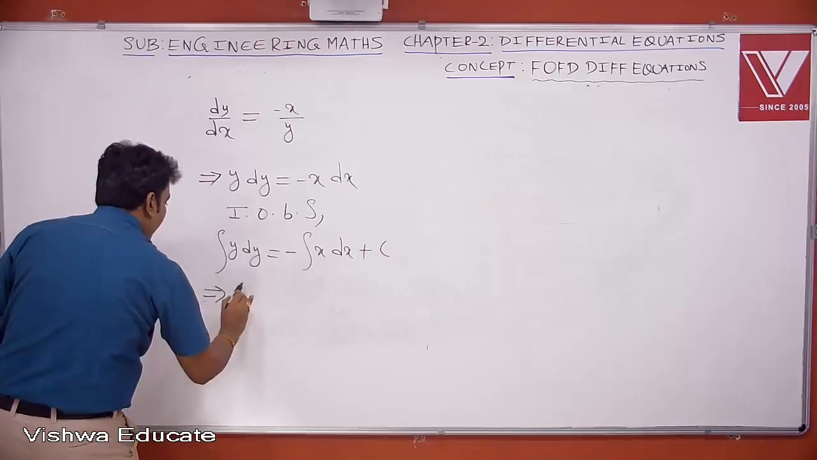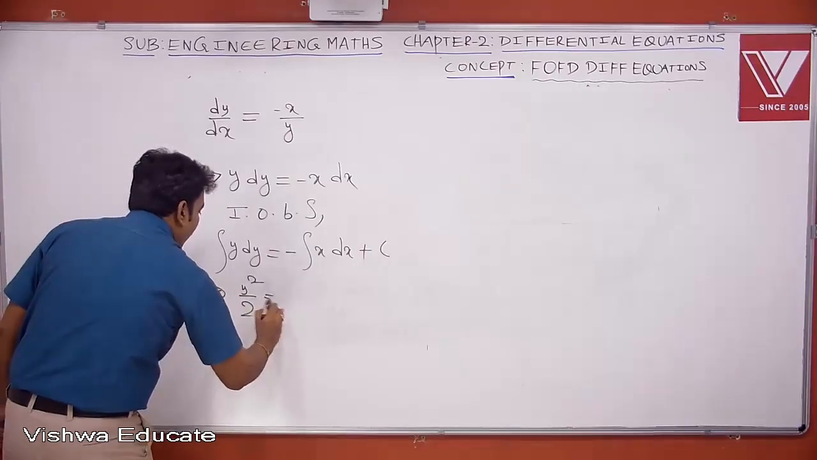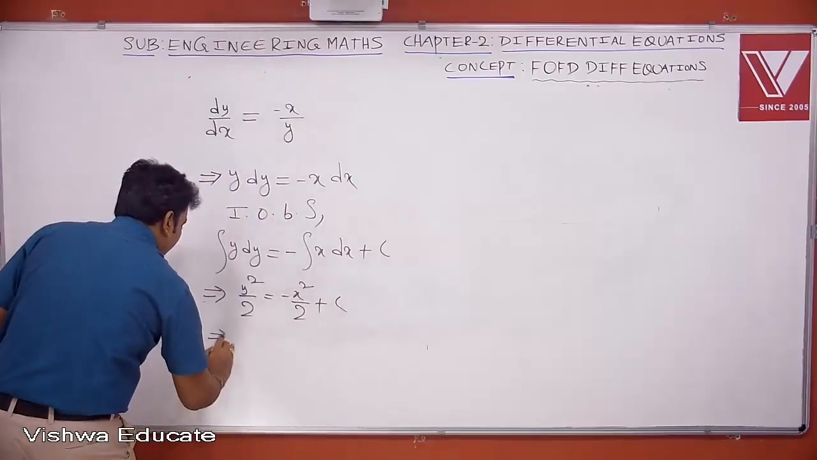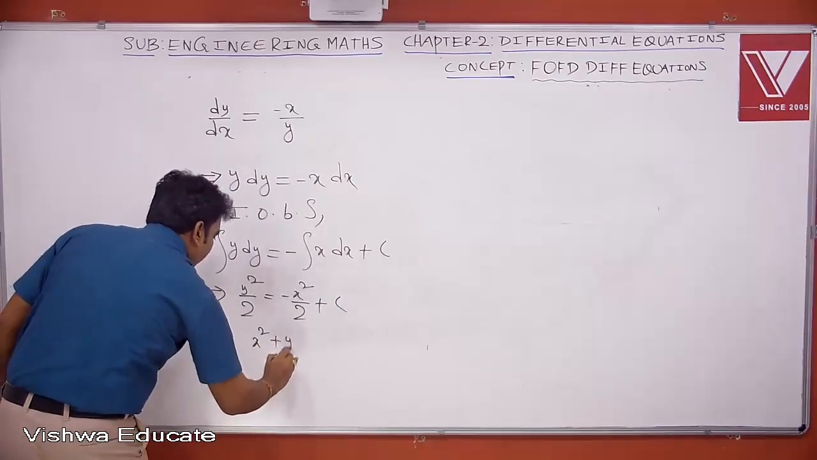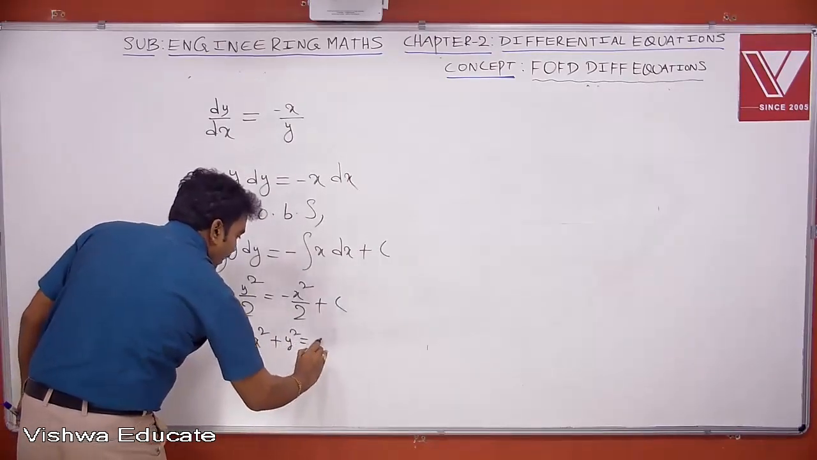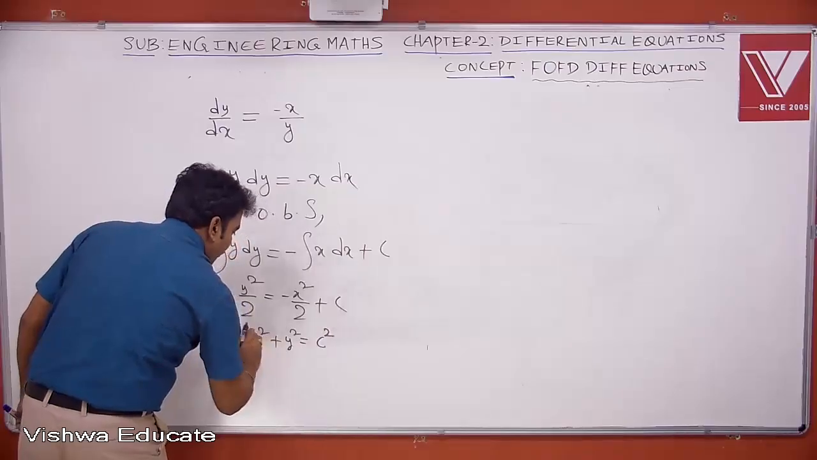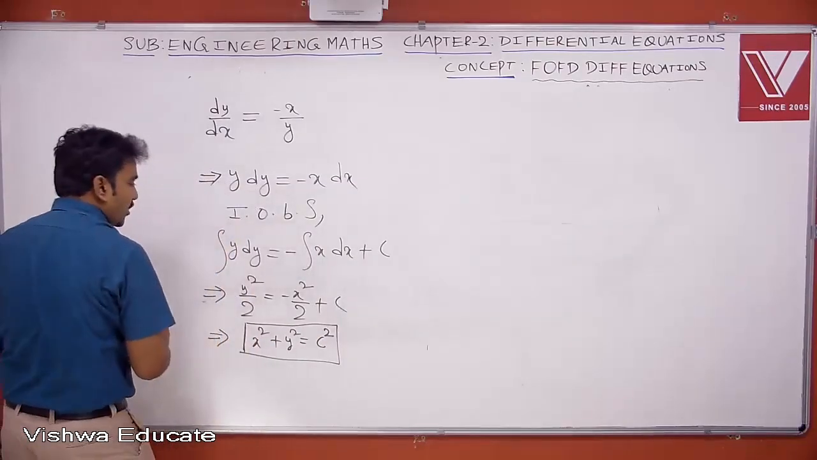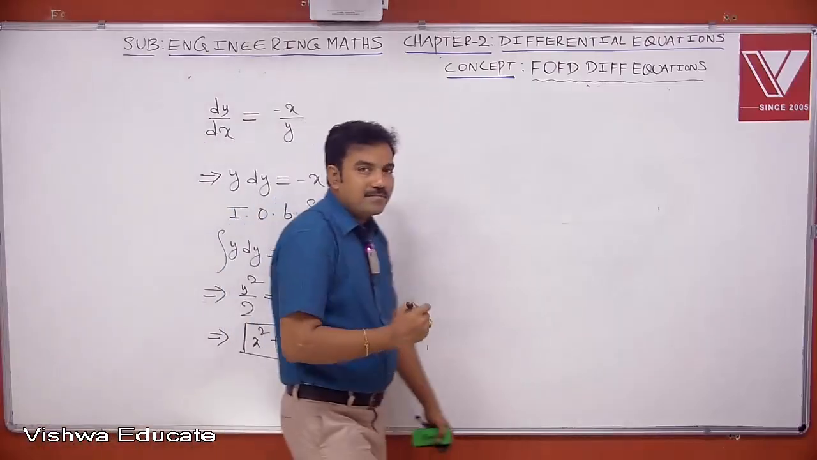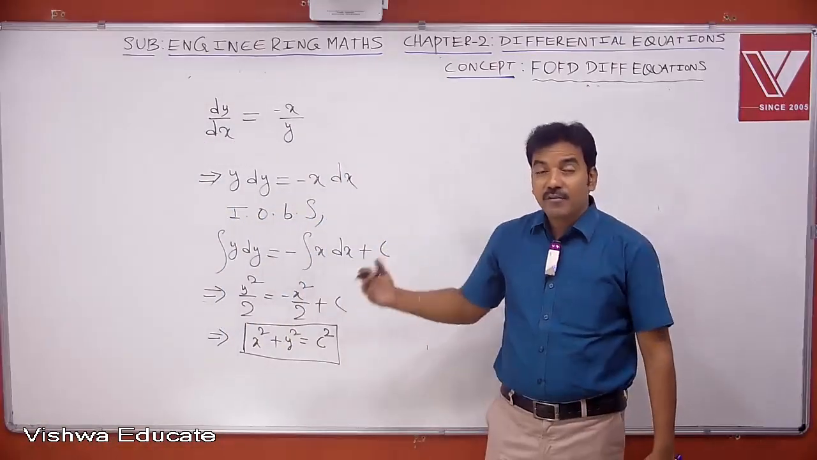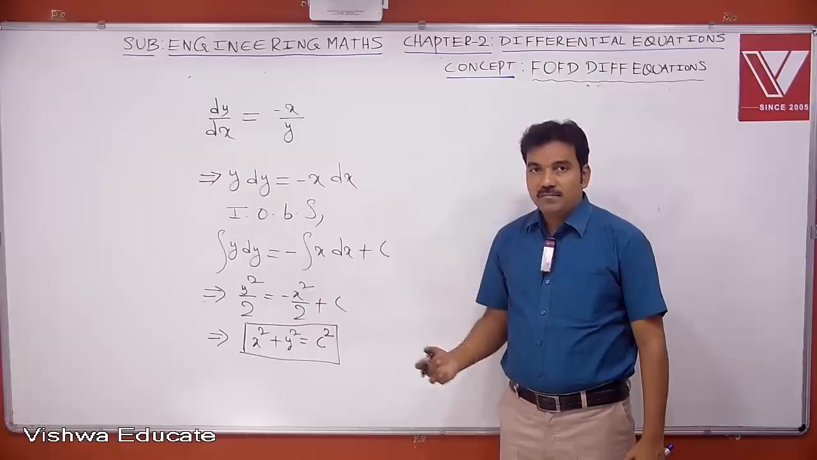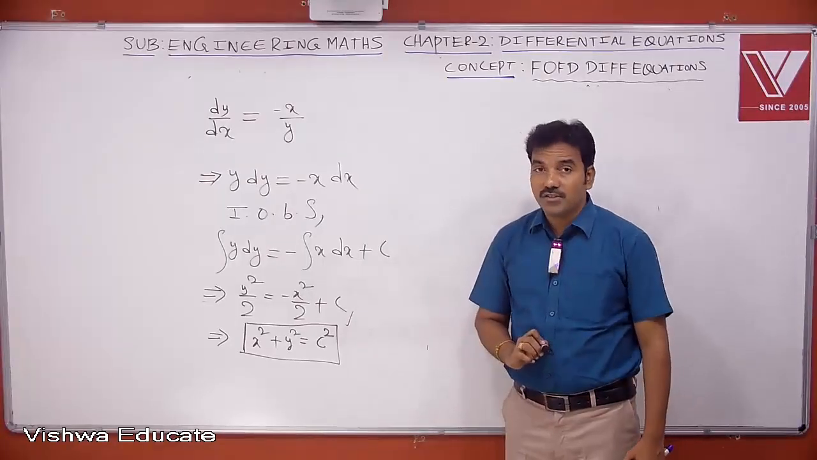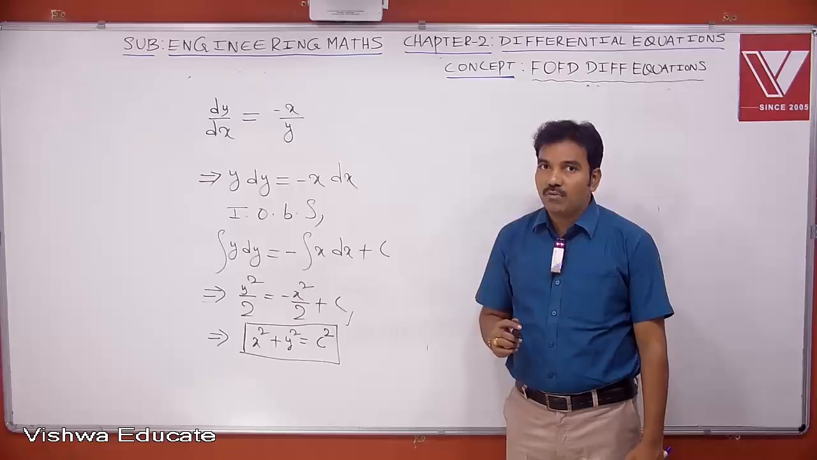This is equivalent to y square by 2 equal to minus x square by 2 plus c. Now this is nothing but x square plus y square equal to c. But in place of c, you can write c square also. I will tell you why I wrote c square in place of c. If I change different values for c, then all these curves represent a family of circles. X square plus y square equal to c square.